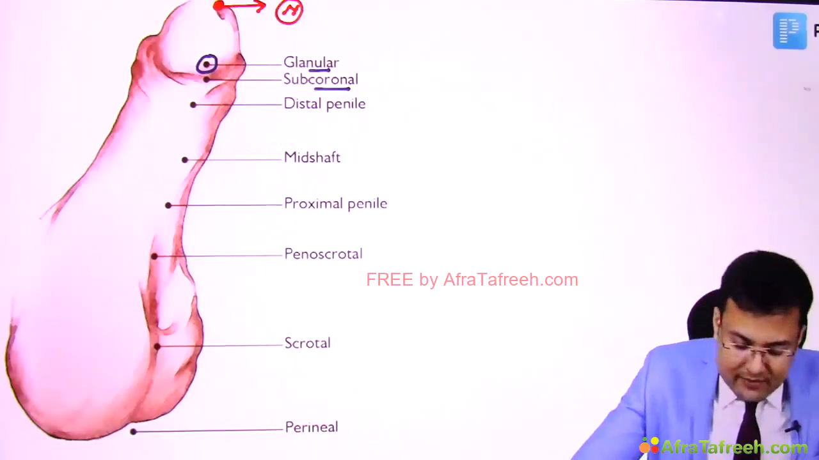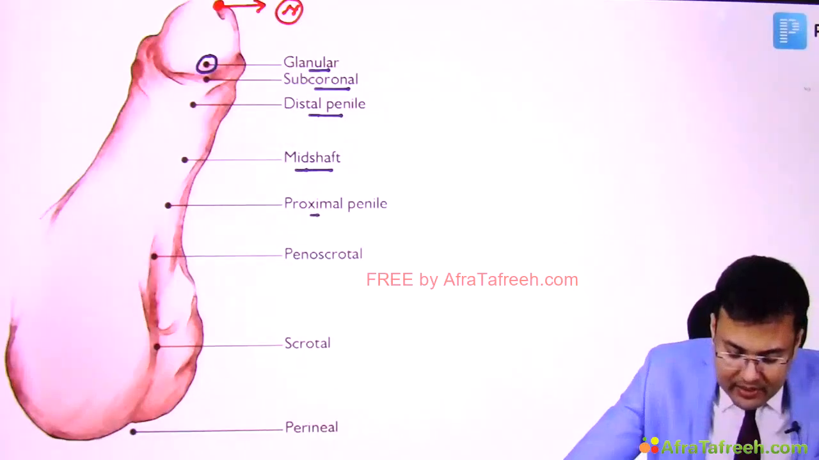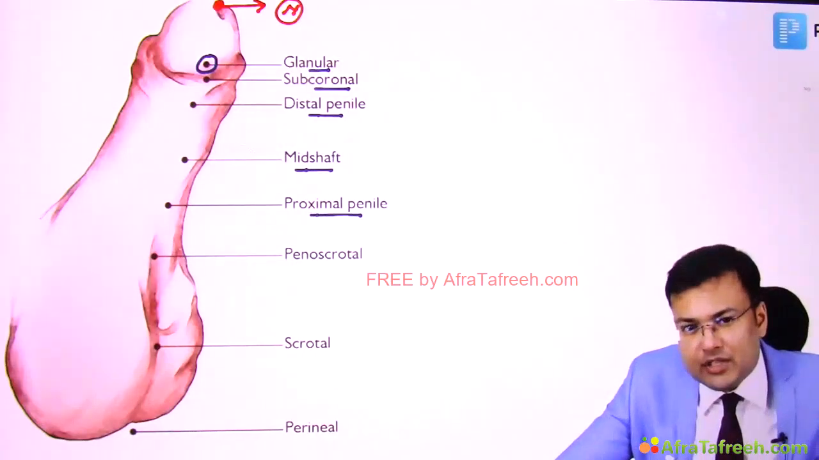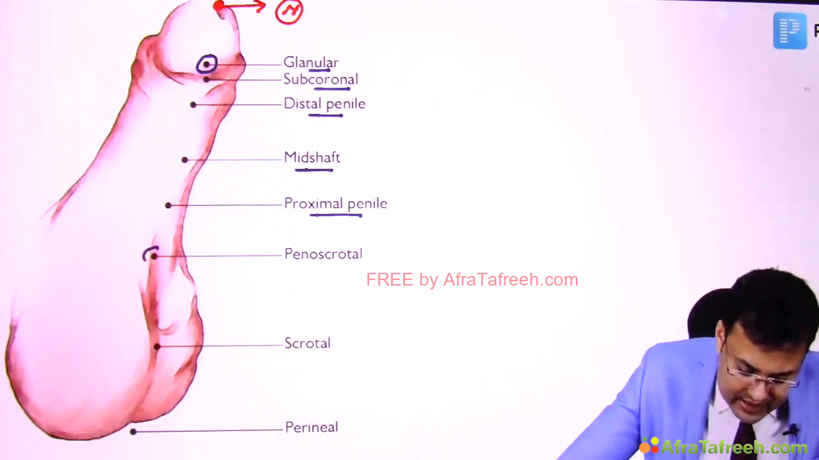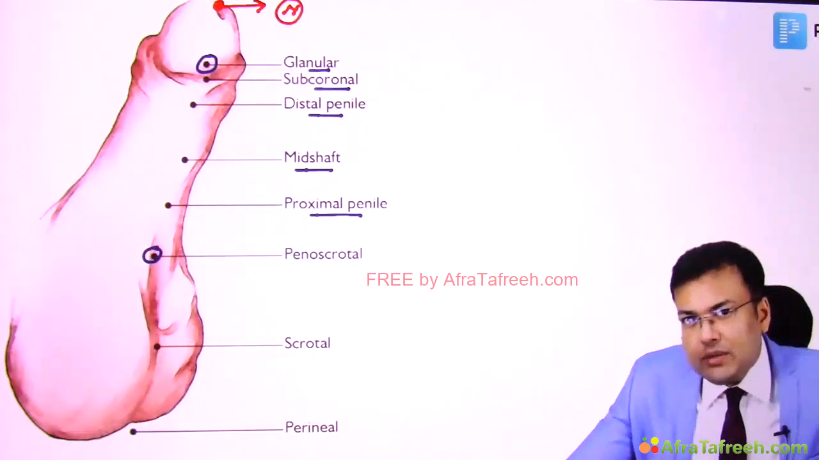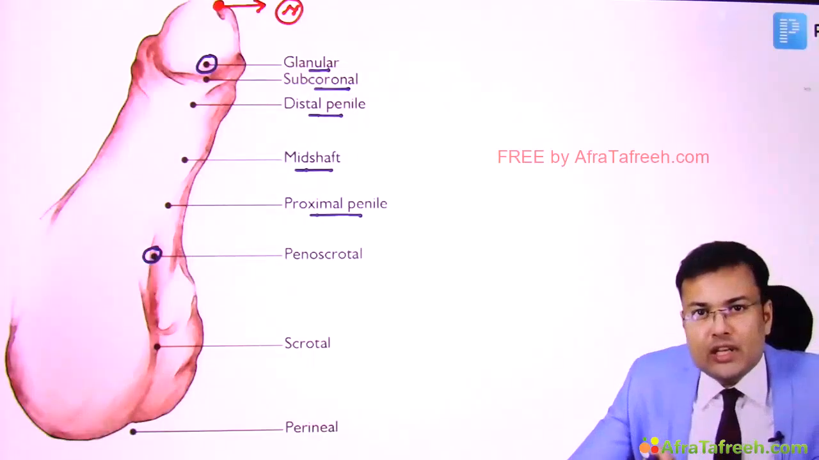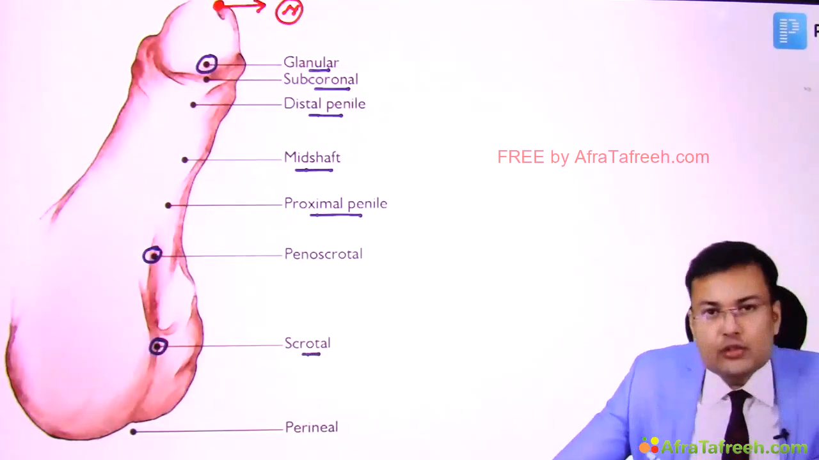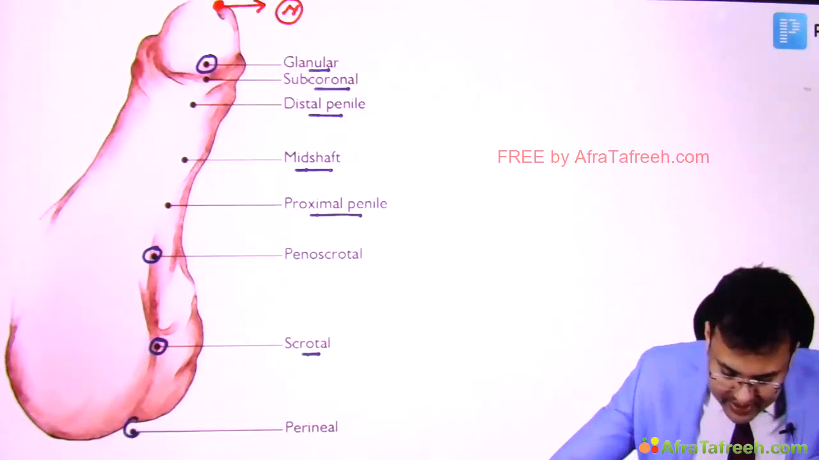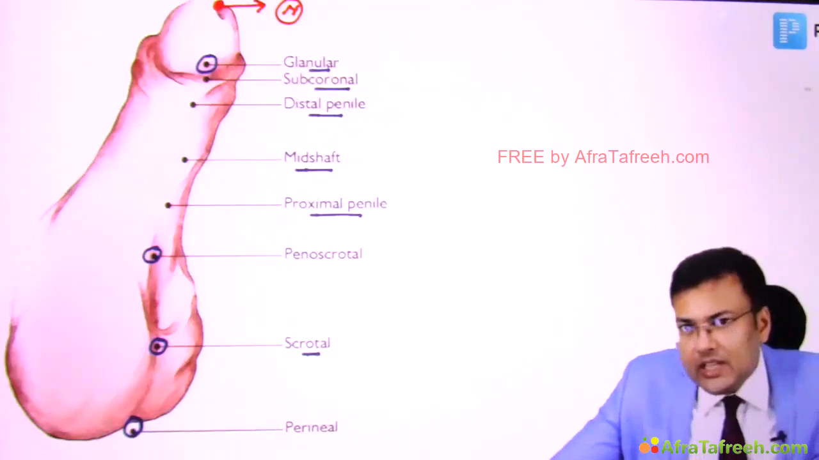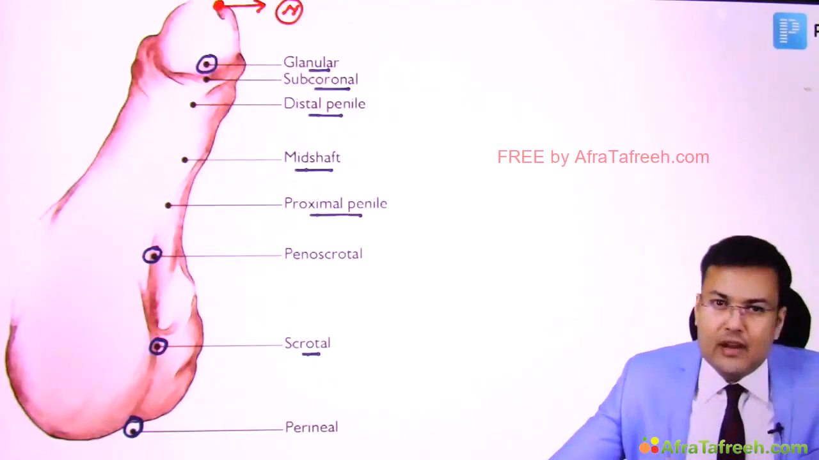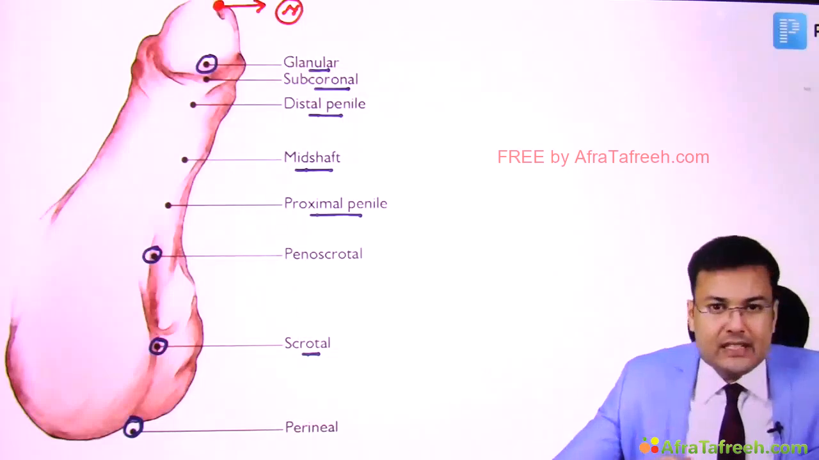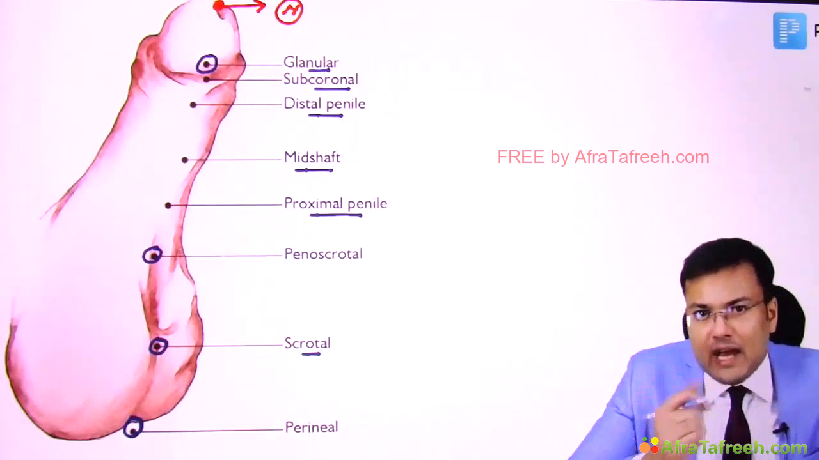In the distal part of the penis, distal penile. In the mid shaft, it's mid shaft. In the proximal part of the penis, it's proximal penile. If it's located at the junction of penis and scrotum, this is penoscrotal. If it's located in the scrotum, this is scrotal. And if it's located in the perineum, this is perineal. So these are the types of hypospadias. Clear? We discussed that anterior types are more common.